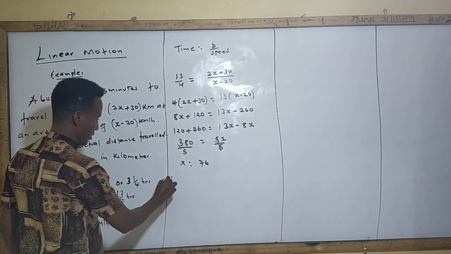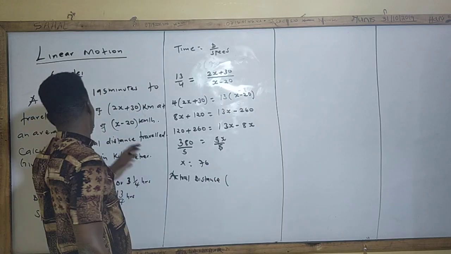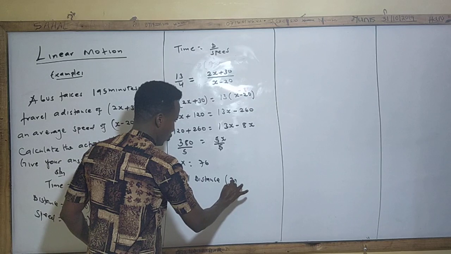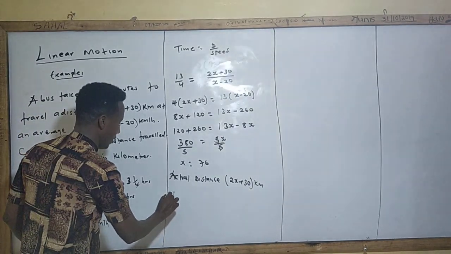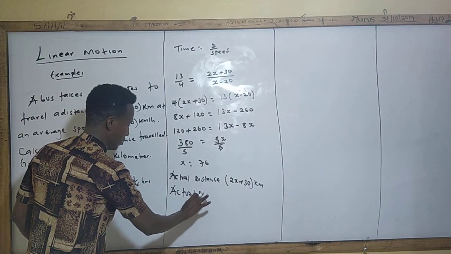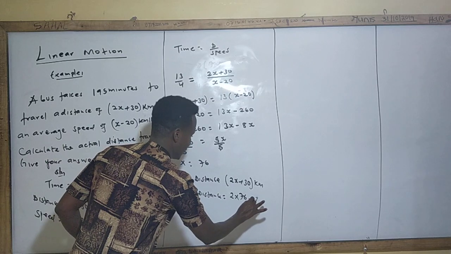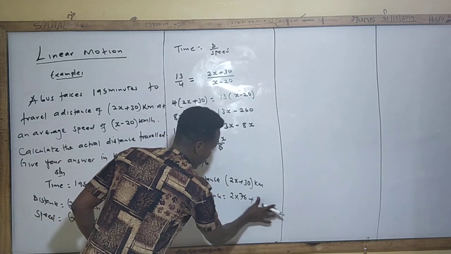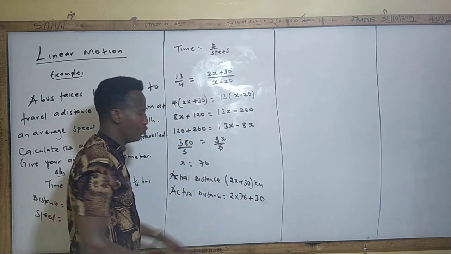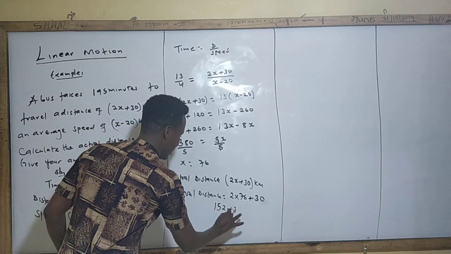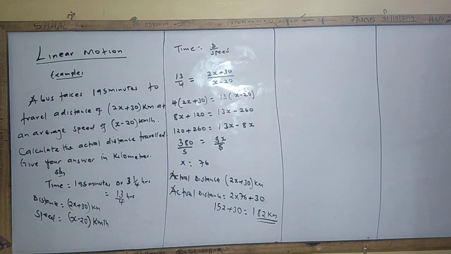So we're going to say actual distance. This is our distance: 2x + 30 kilometers. This is not the actual one, so we have to substitute the value of x there. Actual distance is equal to 2 times the value of x, which is 76, plus 30. 76 times 2 is 152, plus 30, so this will give me 182 kilometers. And that's the final answer, guys, okay?